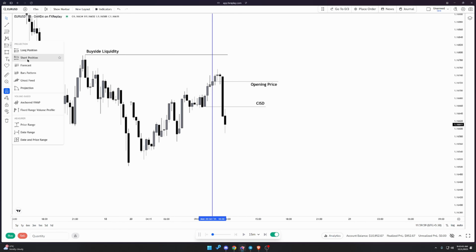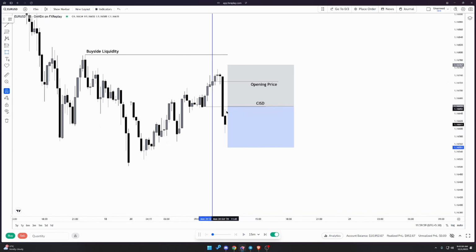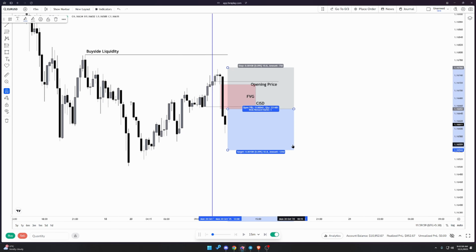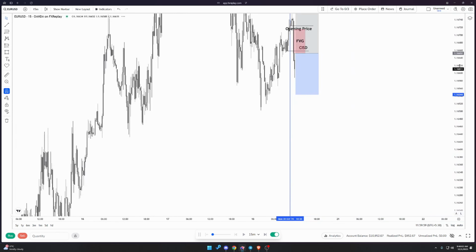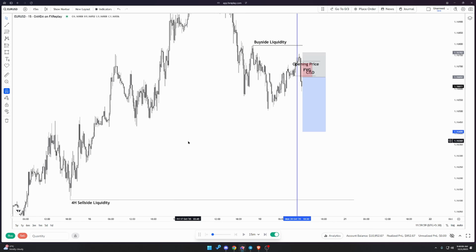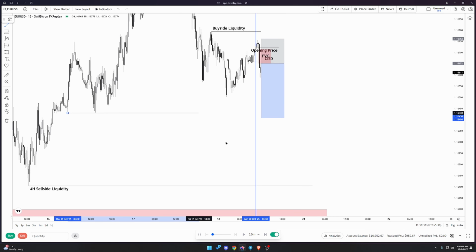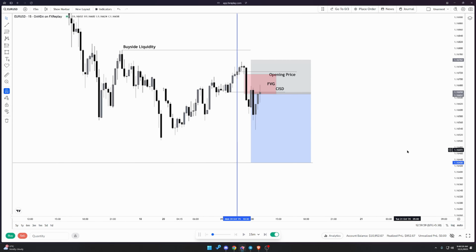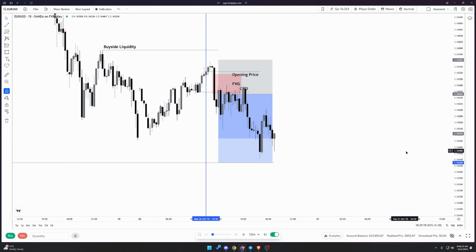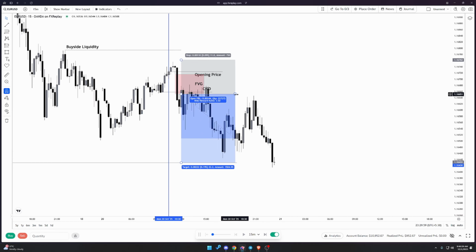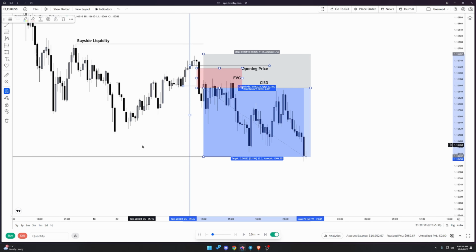So now let's enter, but why? Because we have our confirmations and we also have a fair value gap. So we will enter on this fair value gap, place our stop at the high, and target these recent lows as our sell side liquidity. Price moved sideways for a while, but in the end, it delivered to our target. Now let's wait for the next day.